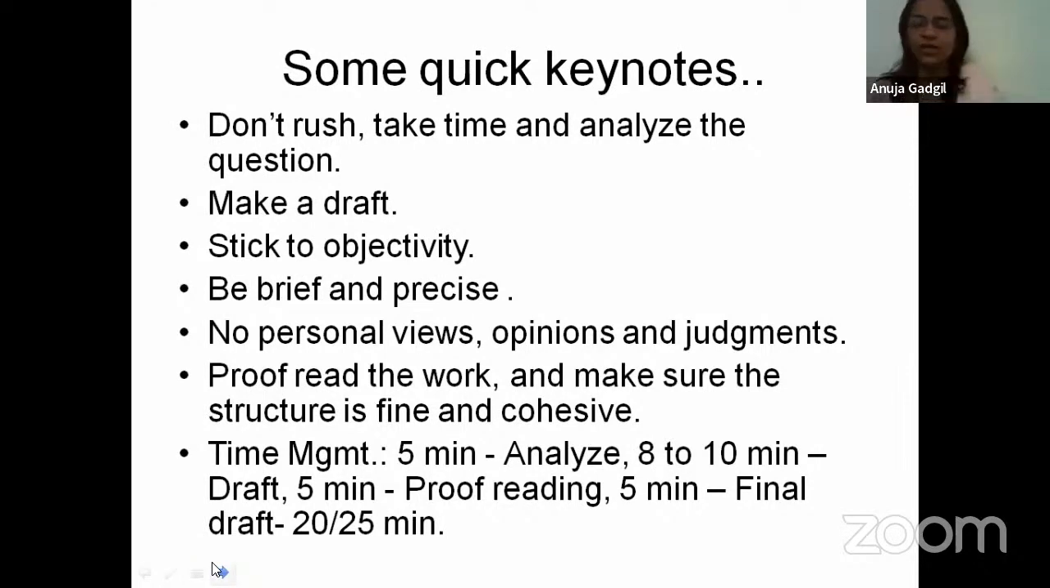Okay, and you have to check that the thoughts are cohesive. Cohesive, there is a structure, there is a sequence. Thoughts are put down in the sequence. That is very, very important. This happens only when you proofread your work.